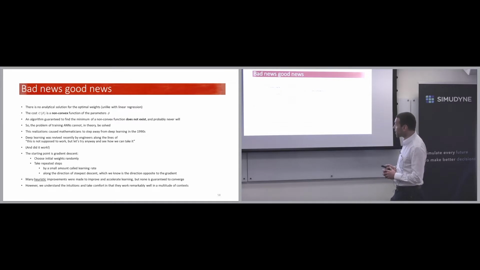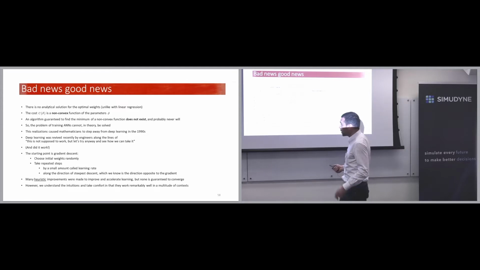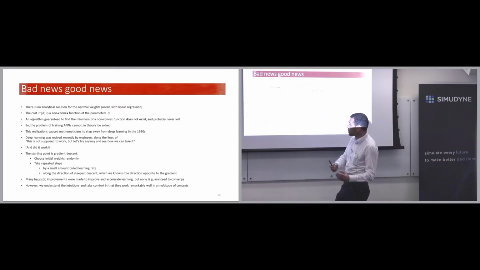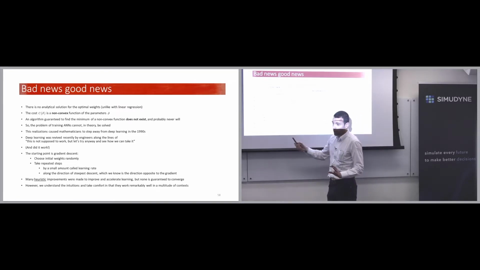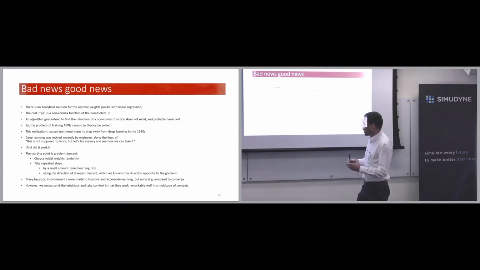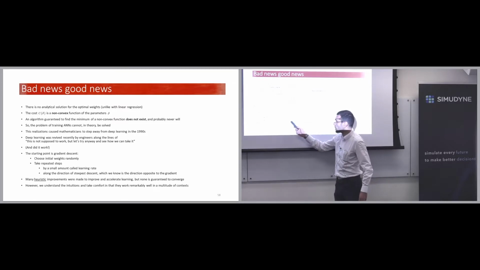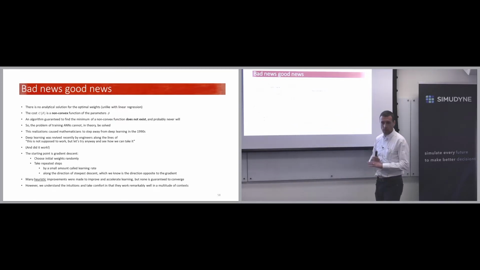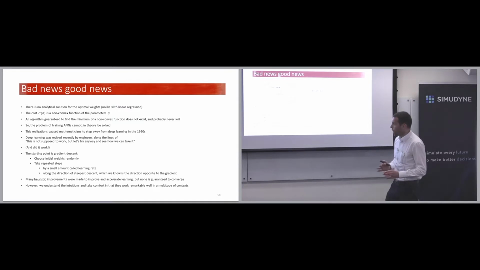Anyway, the starting point is simply gradient descent. I choose the initial weights randomly, then I take repeated iterative steps, always by a small amount, delta x, that's called the learning rate in machine learning lingo, and I make these steps along the direction of steepest descent, which we now know is the direction opposite to the gradient. And that's it. There's nothing more to it.